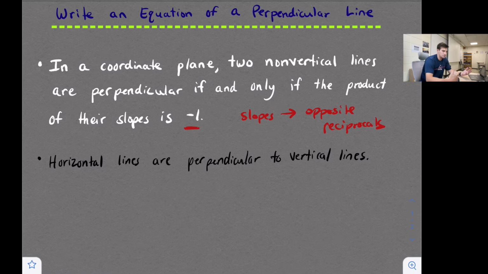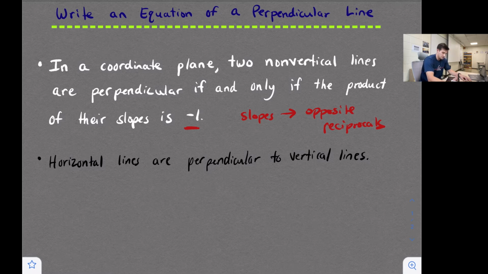And then a reciprocal would be like you're flipping the fraction, right? So if one has a slope of 2/3, then the other needs to be opposite, so -2/3, and reciprocal, so -3/2, right? If a line has a slope of 2, then the opposite reciprocal, or the perpendicular line, would be -1/2, okay?